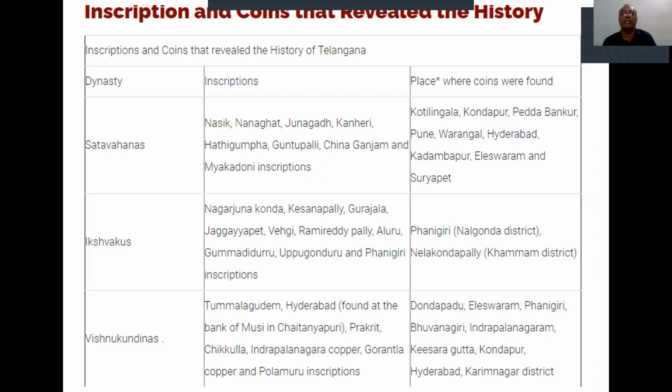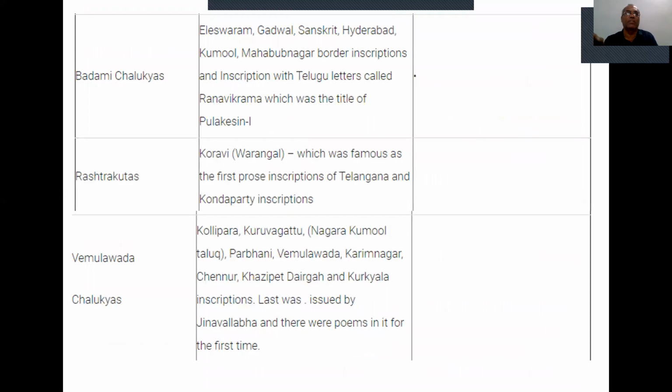So after the Satavahanas and Ikshvakus, the next dynasty which we are going to study is the Rashtrakutas. The Rashtrakutas are from Koravai, Warangal, which was famous for the first prose inscription of Telangana, and the Kondaparthi inscription. Most of the Rashtrakuta inscriptions used a certain amount of vernacular also. These inscriptions give us a complete idea of the social, cultural and political history of the Rashtrakutas. Coins of the Rashtrakutas are not available.